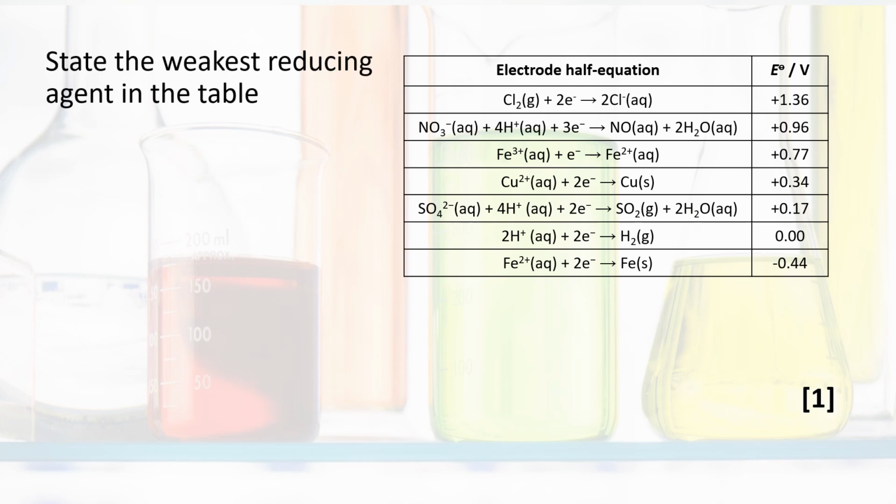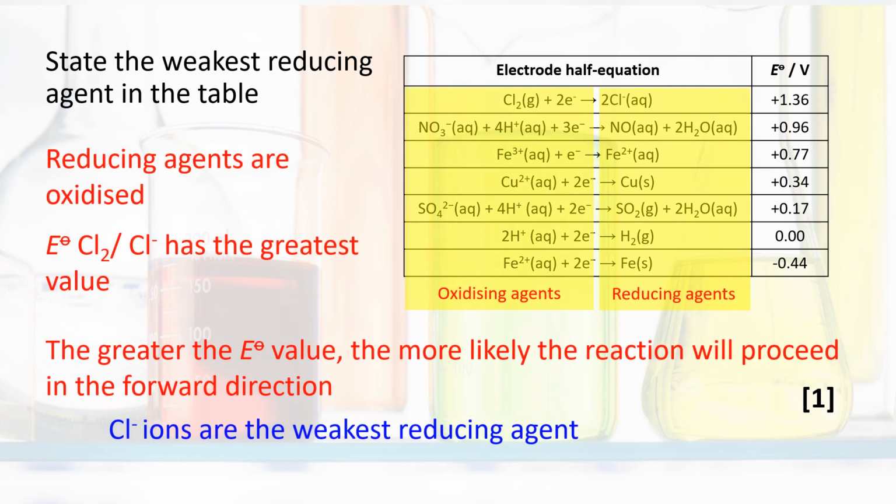Here's the next part of the question. State the weakest reducing agents in the table. Reducing agents are oxidized. They lose electrons. In each of these half equations, the oxidizing agents appeared on the left and the reducing agents appeared on the right. The standard electrode potential of the chlorine-chloride half equation has the greatest value. This is the least likely to proceed in the reverse direction, so chloride ions are the weakest reducing agents here.